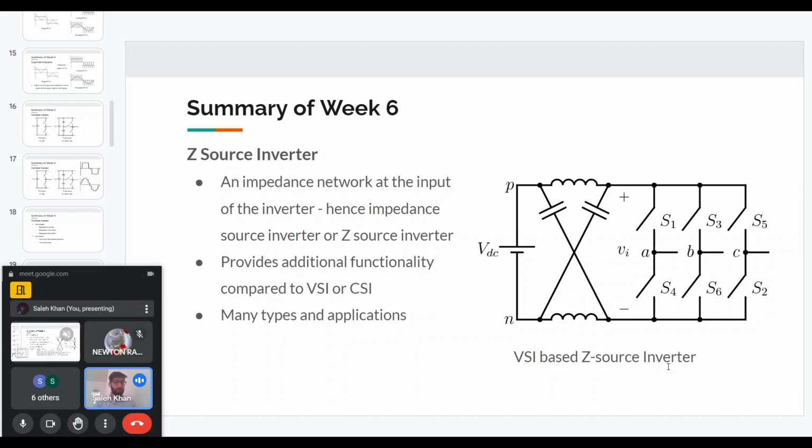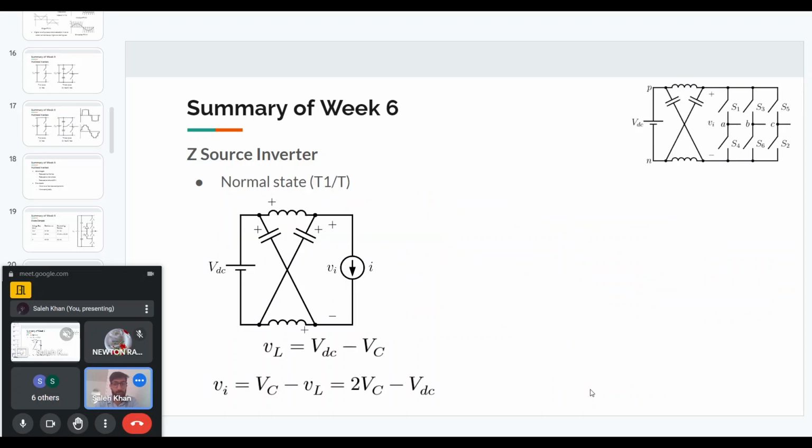This kind of converter will provide us additional functionality compared to the VSI or CSI. For example, VSI is a buck type of converter. The output voltage will always be less than the input voltage, but we cannot get more than the input voltage using the VSI. That is where the Z source inverter can be of use, because it can provide us a higher voltage.